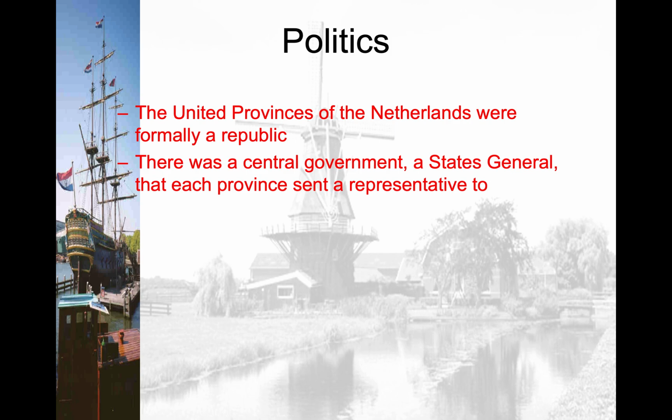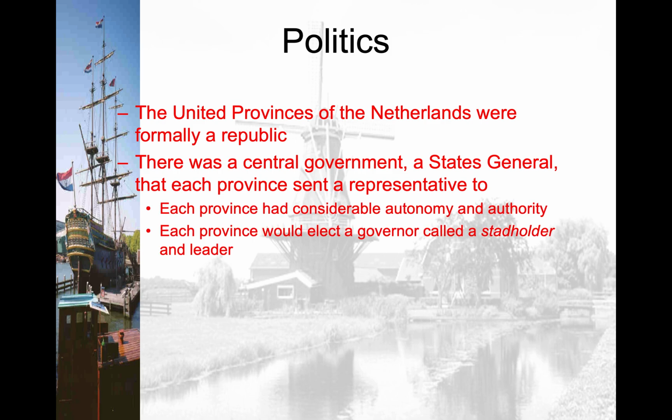All right. So let me talk a little bit about how their government was constructed. There was a central, kind of federal government called the States General, and each province within the Northern Netherlands was going to send a representative to the States General. The way I think about the Netherlands is almost like the United States, where we have states within the United States, California, Nevada, and we send representatives from our states, like senators, congressmen and women, to represent us in the federal government. It's kind of the same idea.